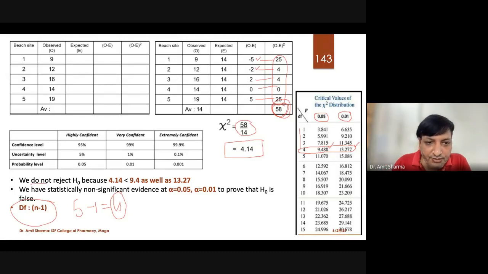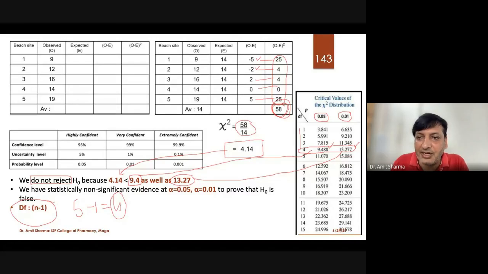We do not reject the null hypothesis, because the value 4.14, which we have calculated, is less than 9.4. I've taken 9.4 from this table, as well as 13.27. 13.27 is for the 99% confidence level, and 0.01 is the cutoff point. So for both the values 13.27 and 9.4, our value is less than that.